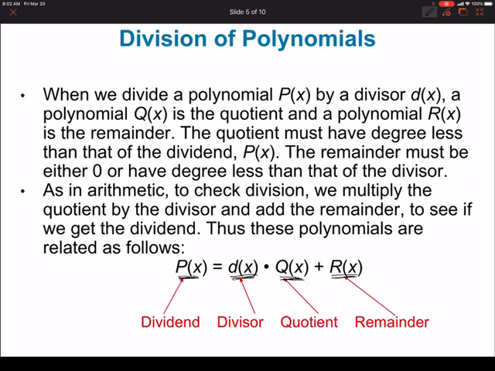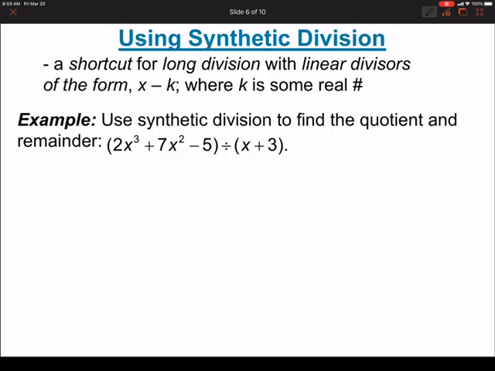But this is our check statement in division. We can always check our division by looking at our quotient, multiplying it by our divisor and adding the remainder to it, and we should get back to our dividend. So we can use that as we're going through some of these examples. All right, let's go to an example here. Let's show that in a problem.